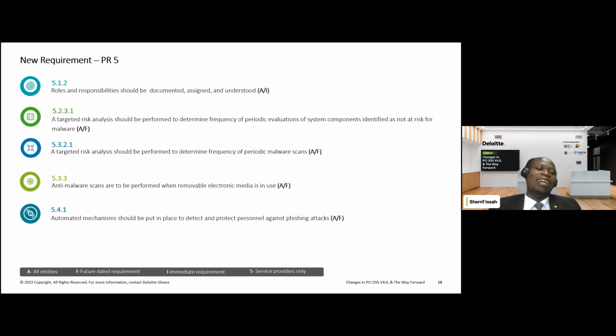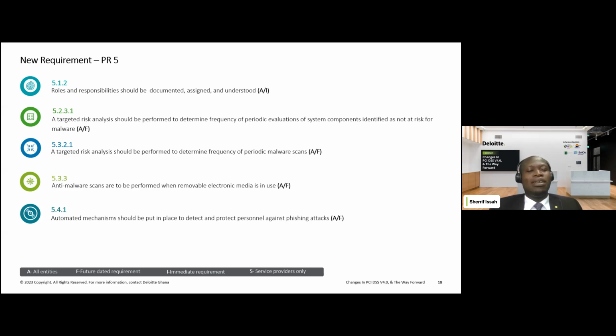malware attacks. At first, we all thought Linux is malware proof, but lessons all over the place are showing that they are not that proof. So you should do that kind of risk analysis to make that determination, of course looking at your environment. Then section 5.3.2.1 says there should be a targeted risk analysis to determine the frequency of periodic malware scans. So scanning for malware within your environment should be based on the risk that you are exposed to.